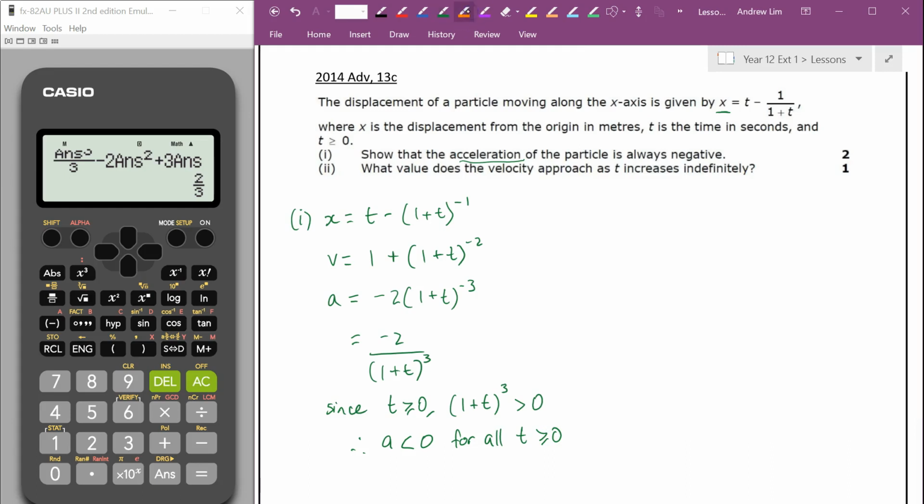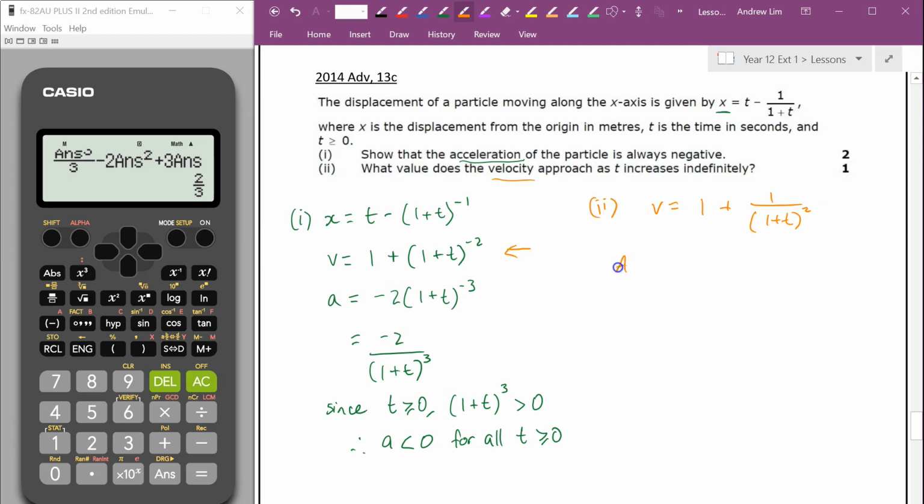Alright, part 2. What value does the velocity approach as t increases indefinitely? We're talking about velocity, so we're talking about this one here. I'm just going to write that as 1 plus 1 over 1 plus t squared.